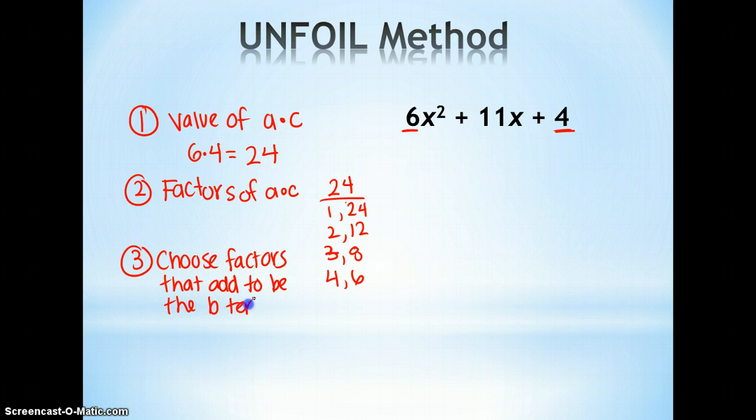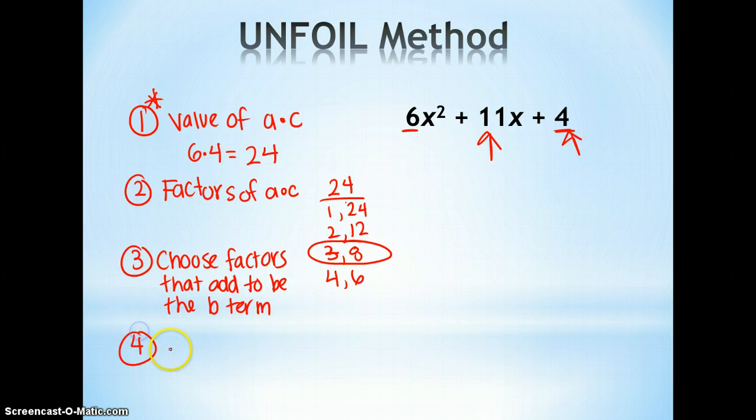So this should look very familiar to what we've already done. Before, we were looking for factors of our C term that added to be our B term. Now we're just including in the differences this step 1. Instead of just factors of C, we're saying factors of A times C. So factors that add to be the B term. So if we're looking at 11x, that's going to be 3 and 8.